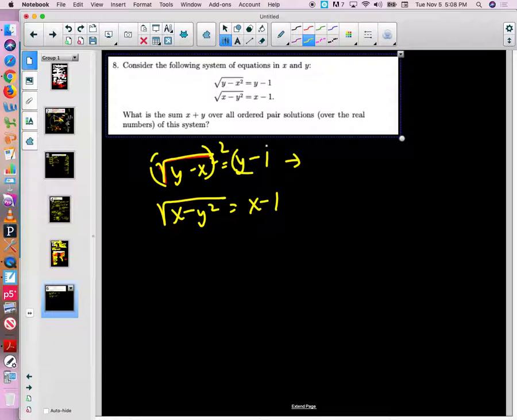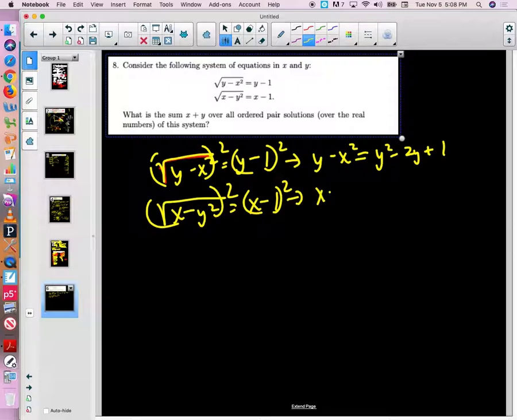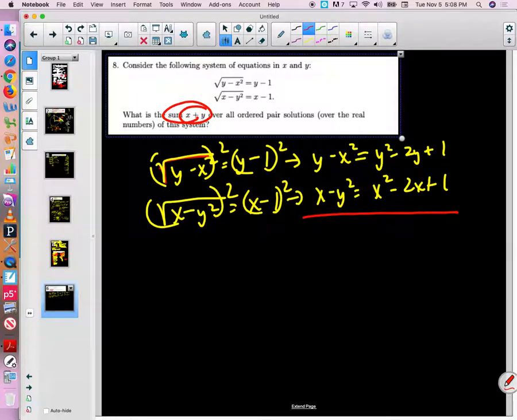So if I square this side, I get y minus x squared, that was already there, and this becomes y squared minus 2y plus 1. Then I squared both of these, and I got x minus y squared was x squared minus 2x plus 1. And then quite honestly, I added these two because I thought if I add, I would get x plus y and some of this stuff might cancel out, but it got worse rather than better. Nothing really canceled.